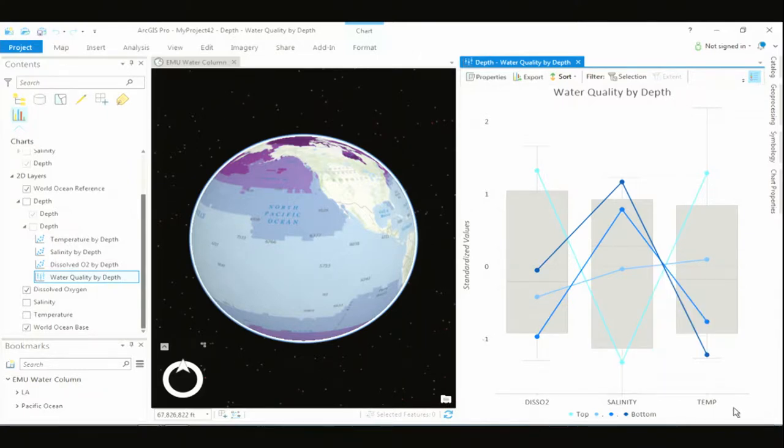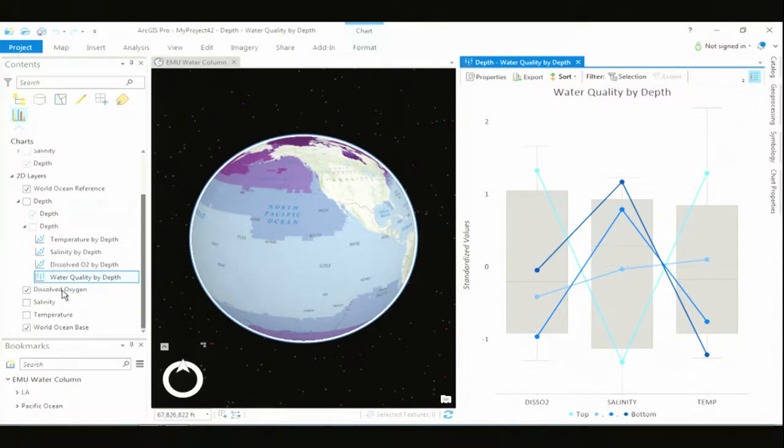So we see here for temperature, temperatures are warmer near the surface and colder towards the bottom, and they decrease progressively. Salinity is the opposite. It has highest values near the bottom and lowest values near the surface. But dissolved oxygen has a funky relationship where the top layer of the ocean and the bottom layer of the ocean have the two highest values.